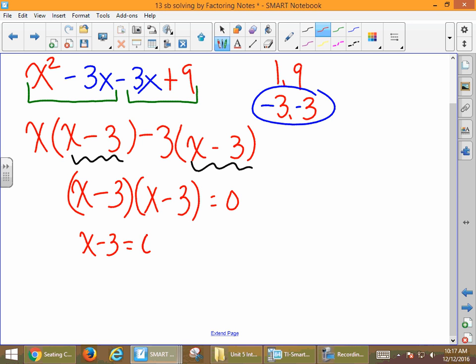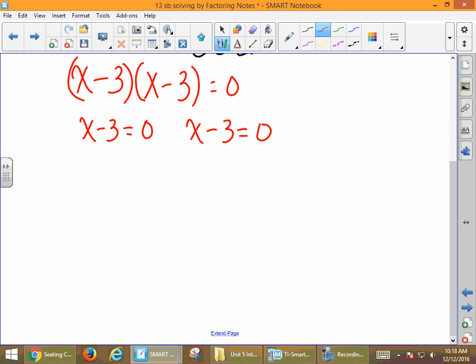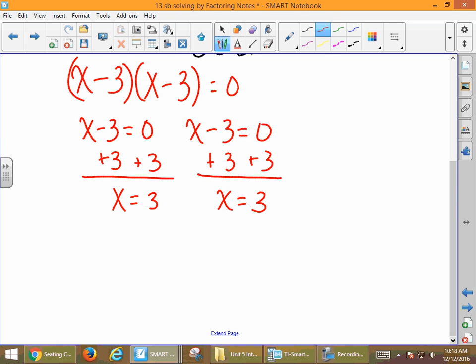And then we're going to get x minus 3 equals 0. X minus 3 equals 0. So we can add 3 to both sides. And we get x equals 3. We get the same root twice, which I'm getting ahead of myself, but that means that we have a double root. And you don't have to know that right now. But I just want to point it out. We've got the same number twice, which is where I call that the double root.